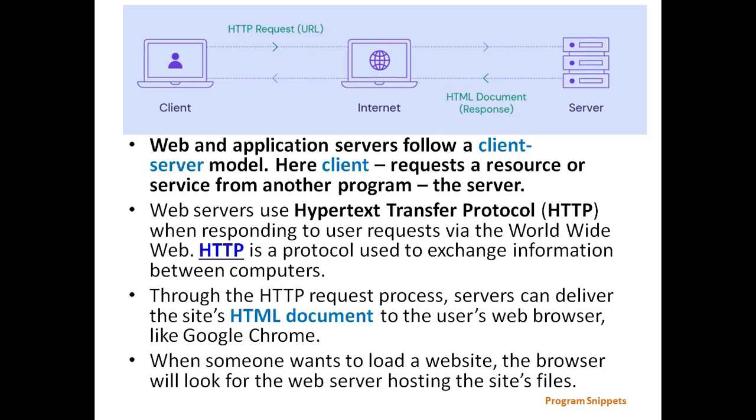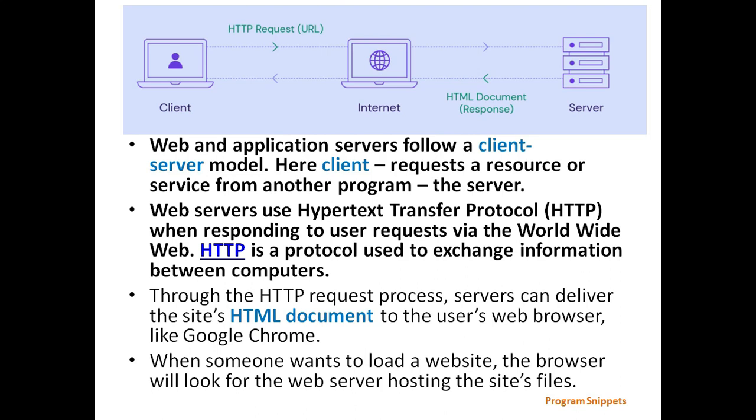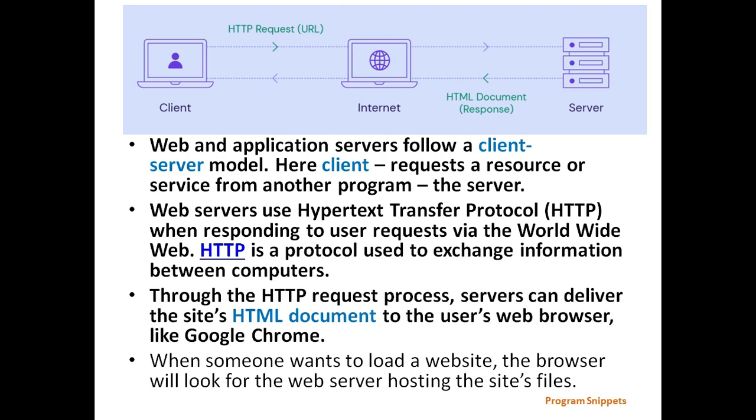on the www.programsnippets.com web server. When the client sends an HTTP request, web and application servers follow a client-server model. Here, a client requests a resource or service from another program, that is, the server. A web server uses the HTTP protocol, that is, Hypertext Transfer Protocol, when responding to users' requests via the World Wide Web. HTTP is a protocol used to exchange information between computers. Through the HTTP request process, the server can deliver the site's HTML document to the user's web browser like Google Chrome.